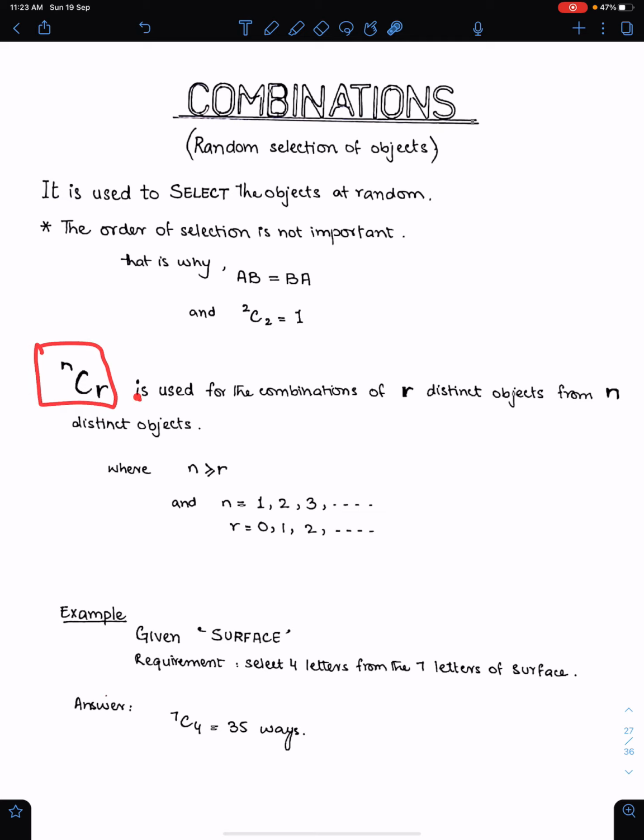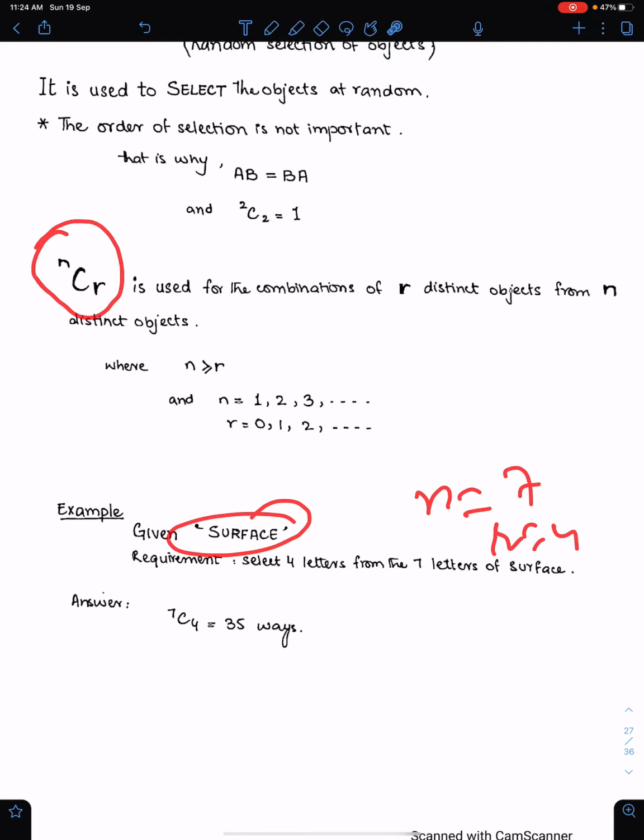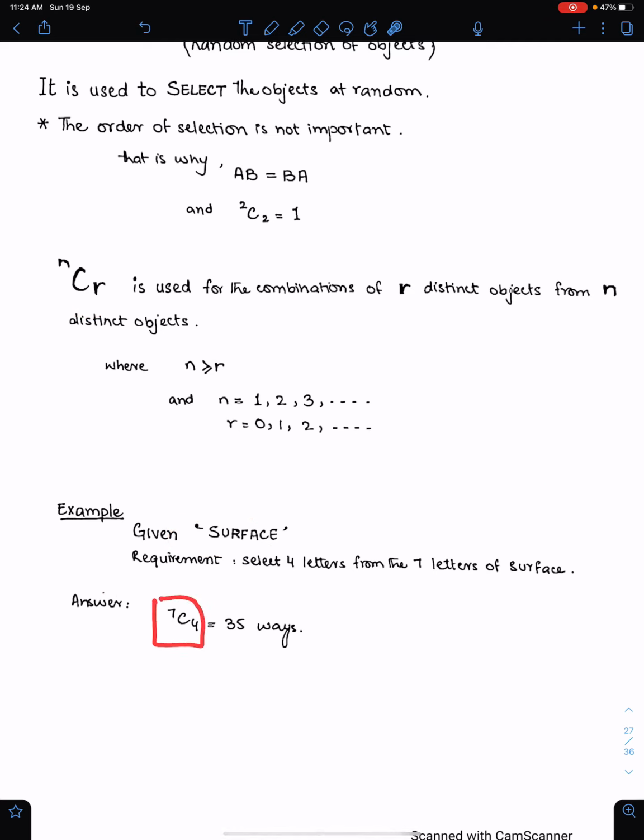NCR is used for the combinations of R distinct objects from N distinct objects, where N is greater or equal to R. Example, find how many 4-letter selections can be made from the 7 letters of the word surface. So we have 7 letters, N is 7 and R is 4. Therefore, according to this formula, we have to write 7C4. So there are 35 ways to select 4 letters from 7 letters of the word surface without restrictions.